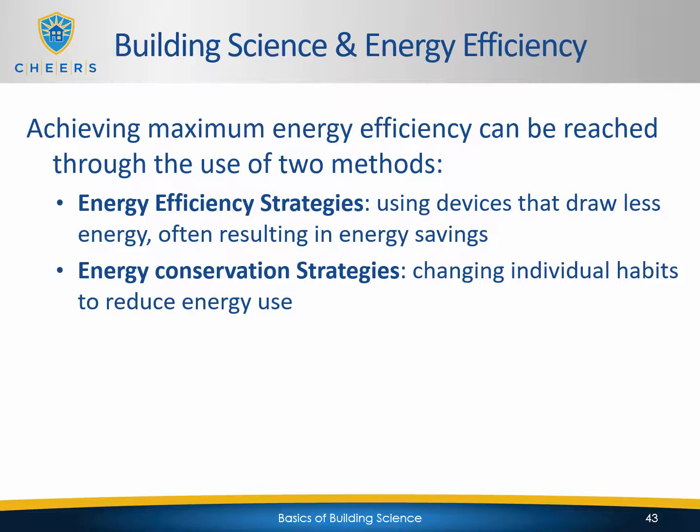So achieving maximum energy efficiency can be reached through the use of two methods, and these are the ones that we're going to be talking about. We have energy efficiency strategies, which is using devices that draw less energy, often resulting in energy savings. And then you have energy conservation strategies, changing individual habits to reduce energy use. So energy efficiency is the more popular approach and focuses on maximizing the economic benefits of wise energy use. Energy efficiency often results in energy savings, as when you buy a new Energy Star qualified refrigerator to replace your inefficient old one. So basically, energy efficiency strategies really have to do with improvements of the home.